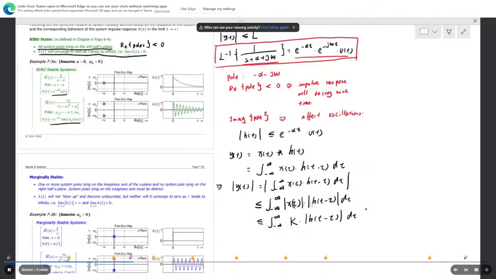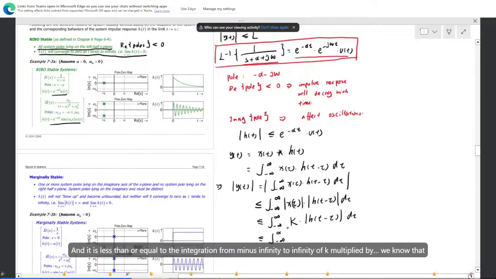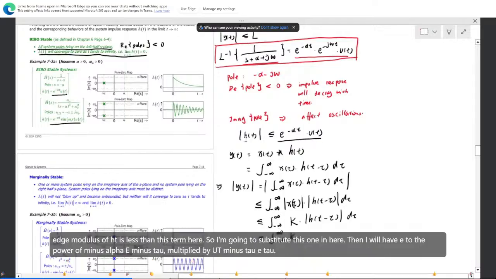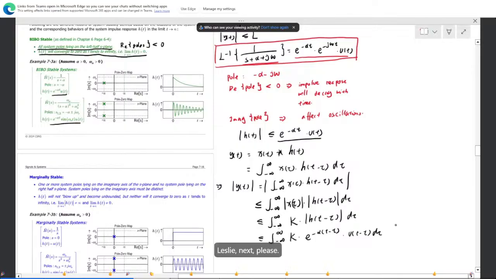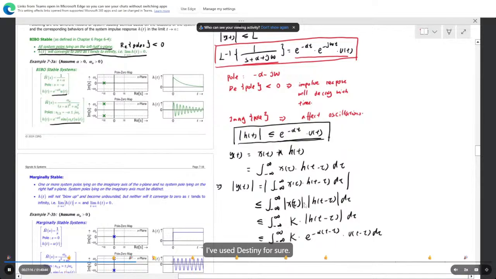Is it okay? And it is less than or equal to the integration from minus infinity to infinity of K multiplied by, we know that the modulus of h(t) is less than this term here. So I'm going to substitute this one in here. Then I will have e to the power of minus alpha (t minus tau) multiplied by u(t minus tau) d tau. Does it make sense? Because I know that h(t) is less than this term here, I use this equation.